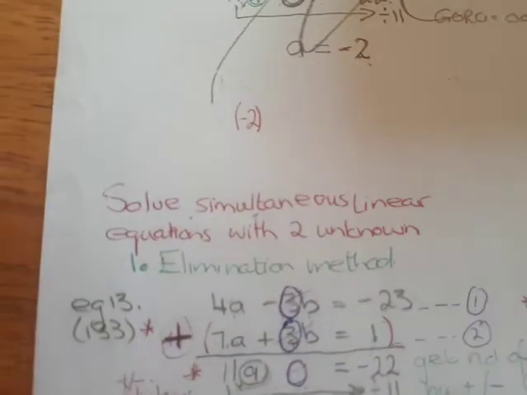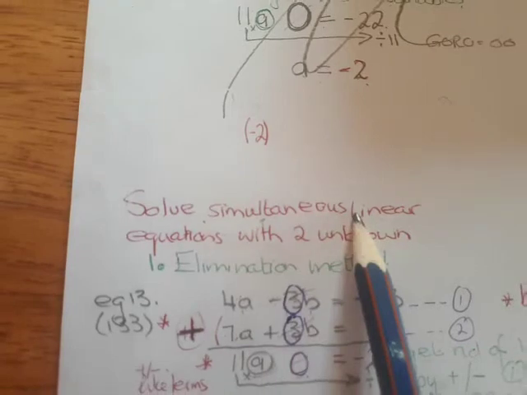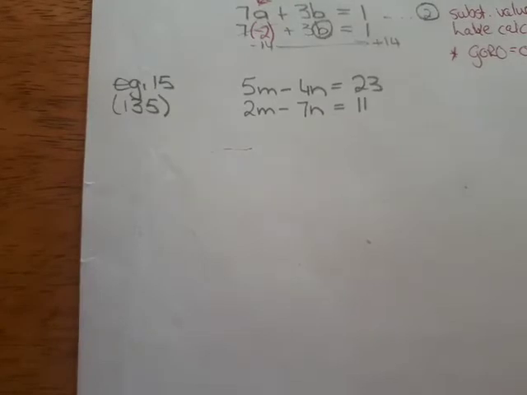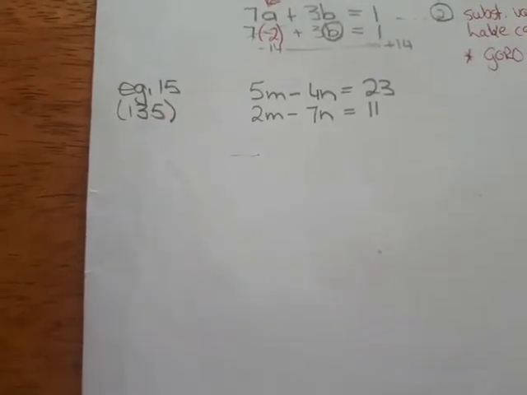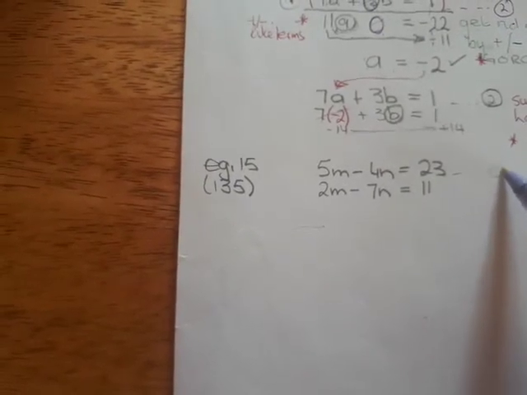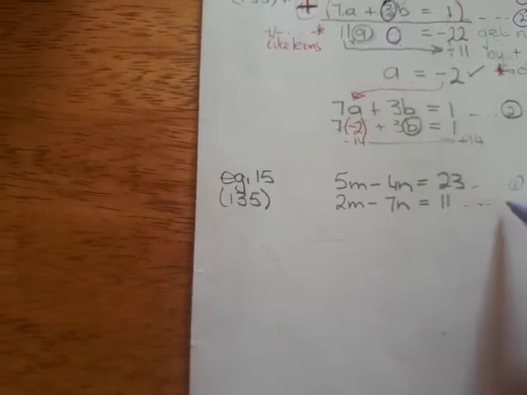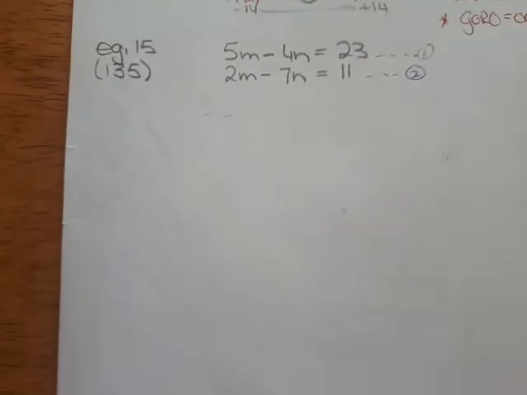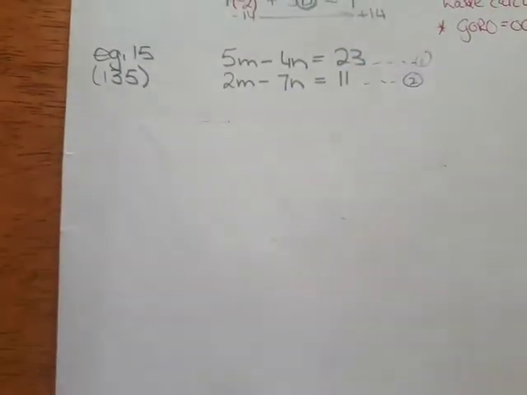The next example we're going to look at for the topic of solving simultaneous linear equations with two unknowns using the elimination method is the following: 5m minus 4n equals 23 and 2m minus 7n equals 11. Remember, we start by giving our equations a number. So we've got equation 1 and equation 2, and both of them have two variables.